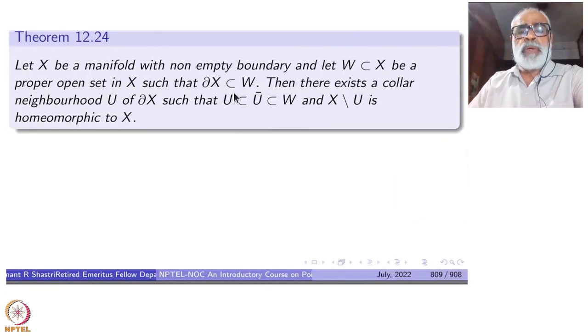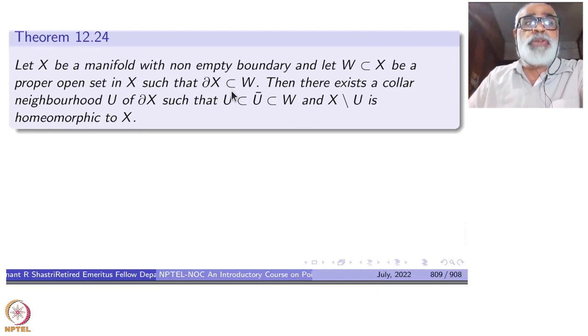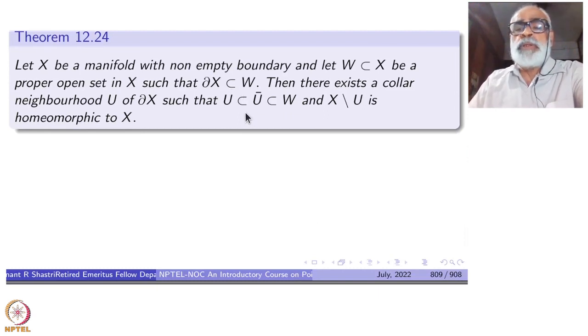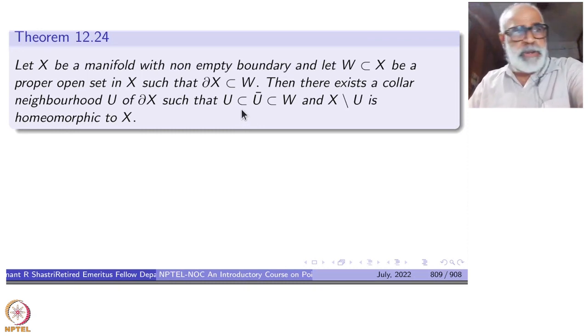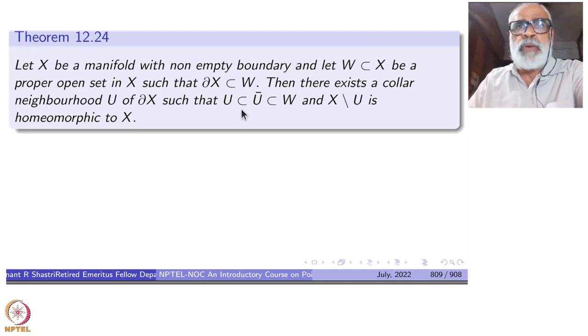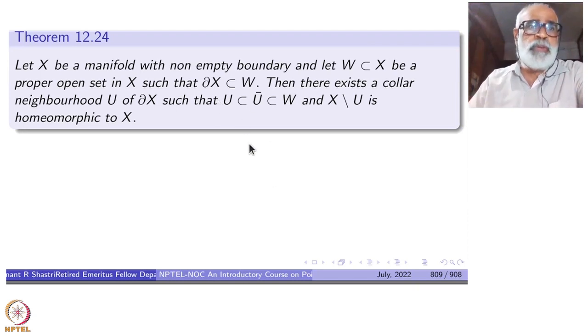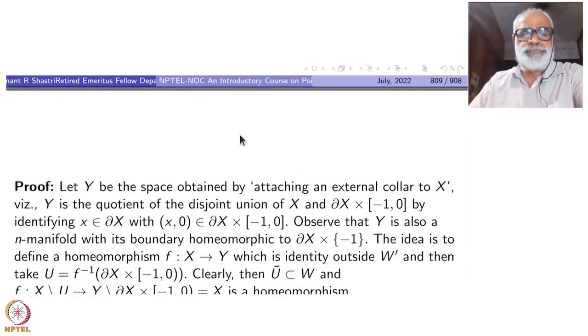But we have to work a little harder here. We need to use partition of unity also, because we are not assuming compactness. If you assume compactness, you can probably write down a much shorter proof. Over to you after you learn this proof. That will be left as an exercise too.